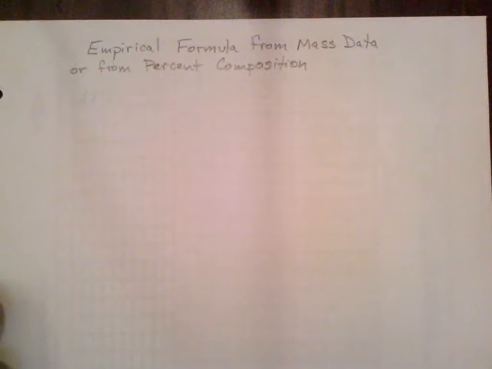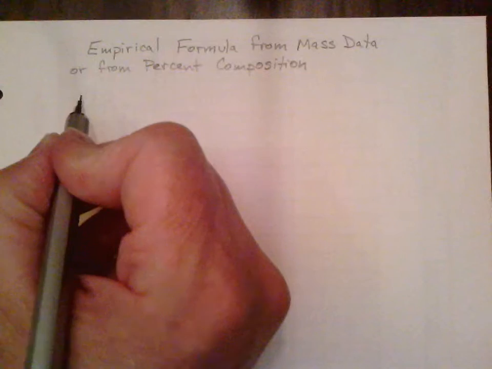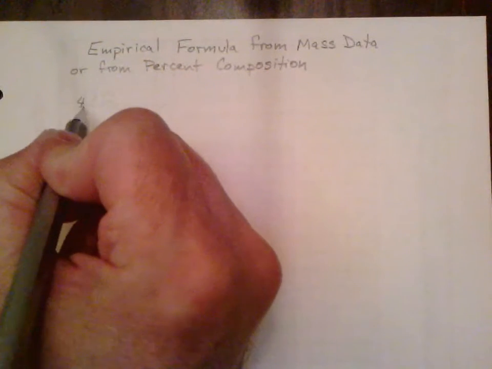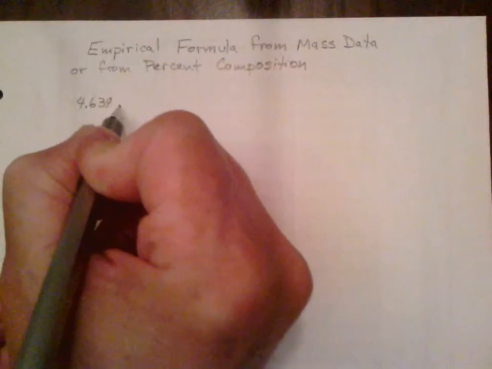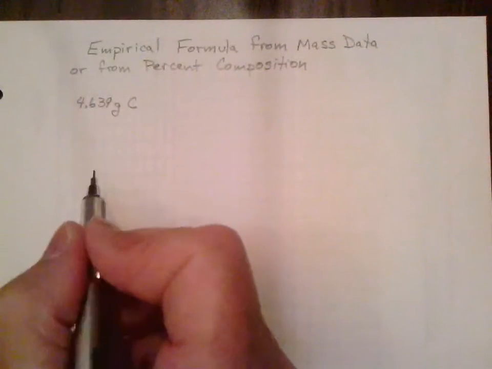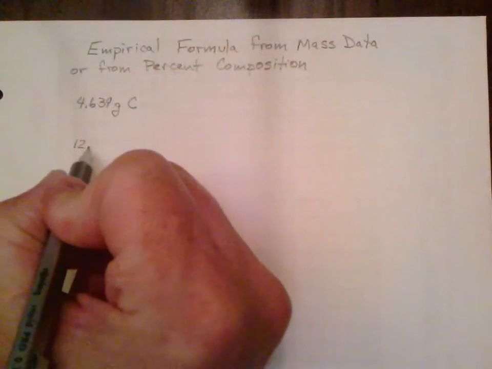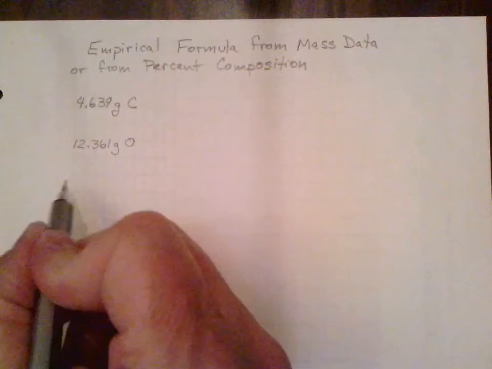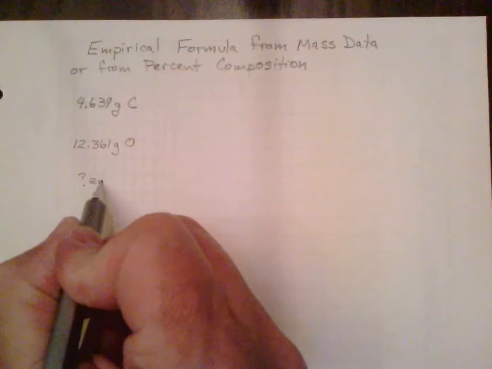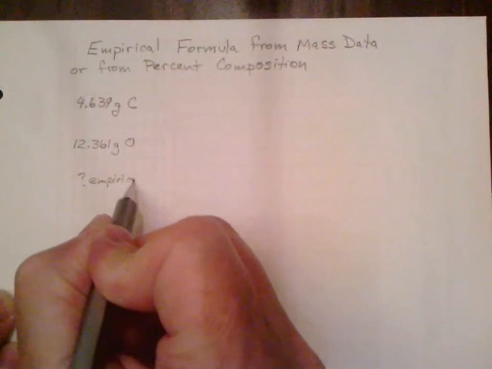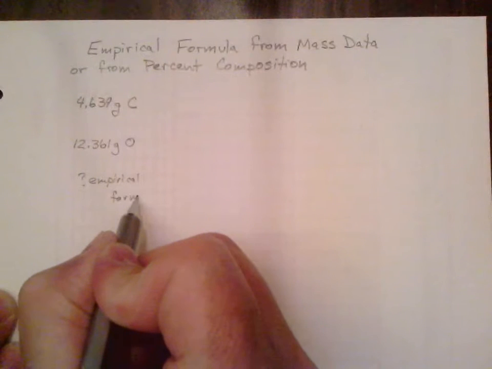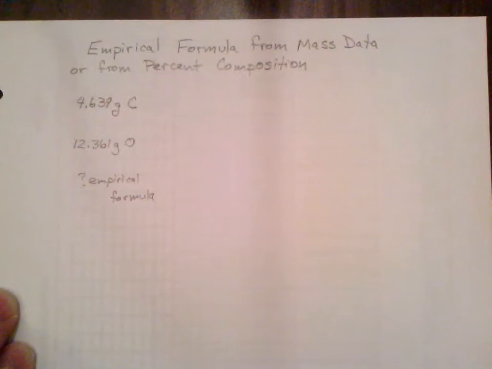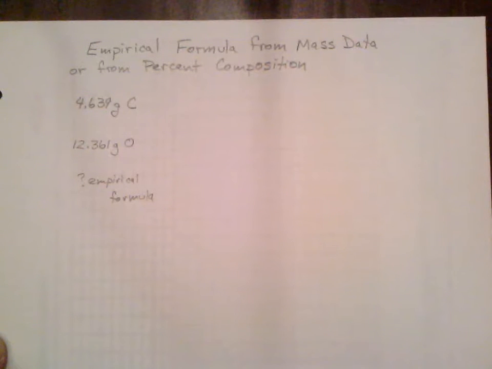Let's say that we have a new compound and we analyze it and find out that a sample of the compound contains 4.639 grams of carbon and 12.361 grams of oxygen. And we'd like to know what is the empirical formula. In order to determine this, we need to compare the number of atoms of carbon and oxygen.